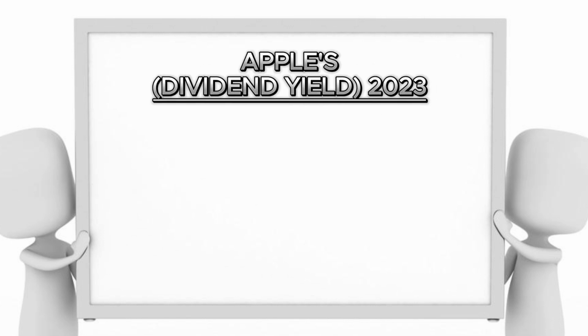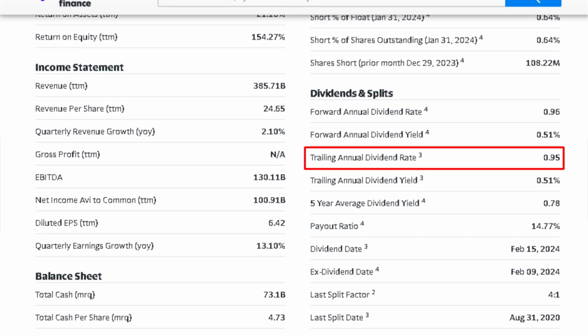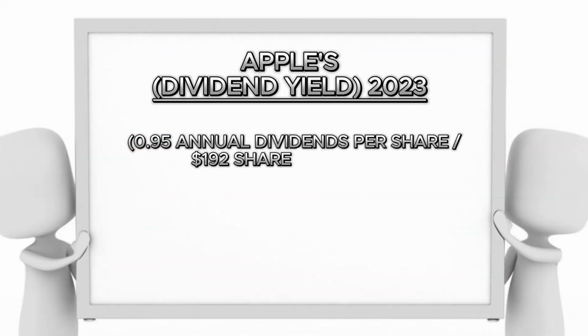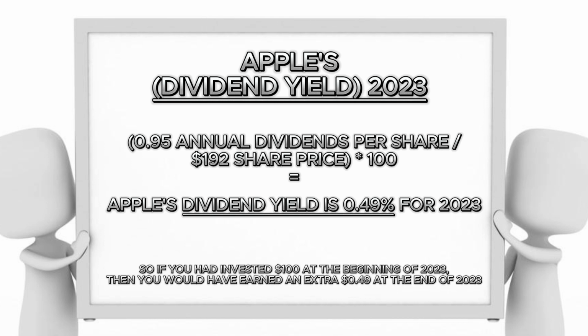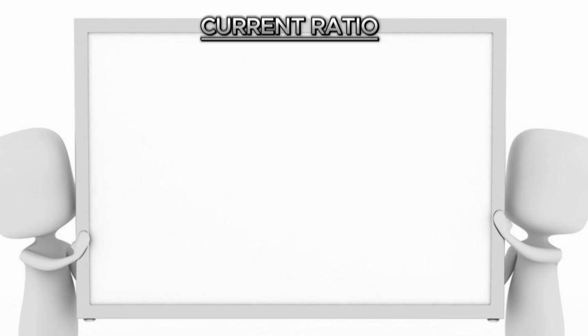Let's continue with Apple as an example again. So, we do 0.95 annual dividends per share, divided by $192 of share price at the end of 2023, times 100, equals 0.49%. This means that at the end of 2023, Apple's dividend yield was approximately 0.49%. This ratio can give investors an idea of the income they might expect for each dollar they have invested in the stock.